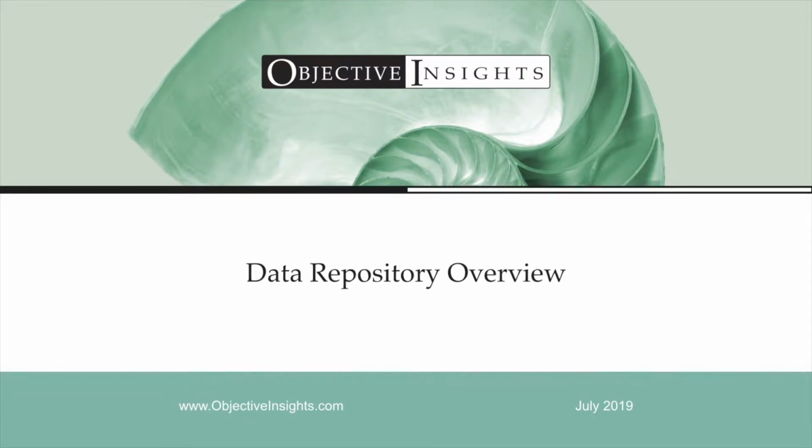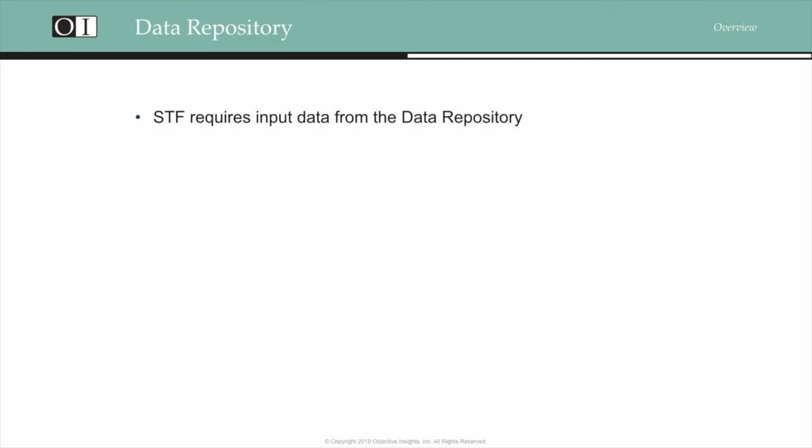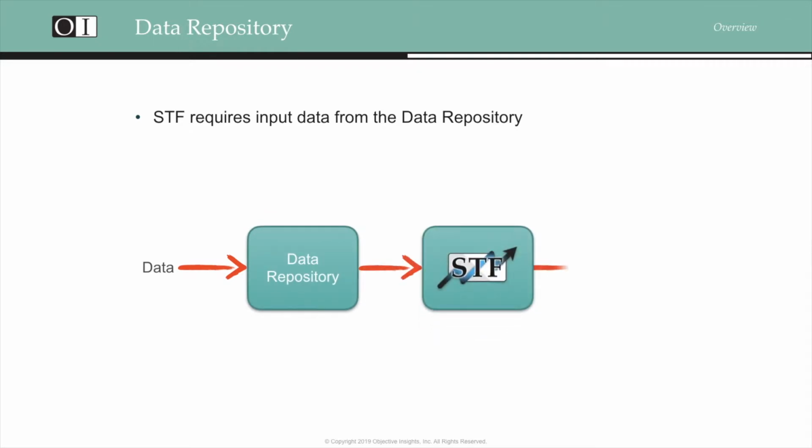This section is called Data Repository Overview. The short-term forecaster model requires input from the data repository. And if you look at the graph at the bottom of this slide, here's what's actually happening: we get data from various sources. We put that into the data repository.